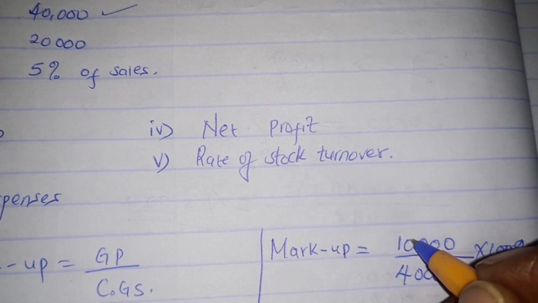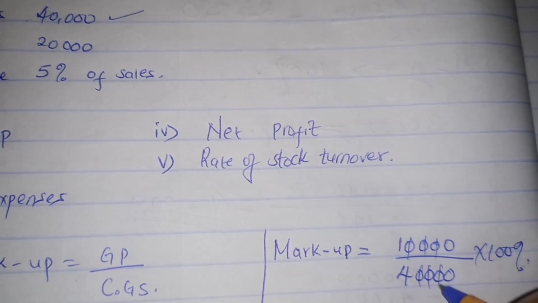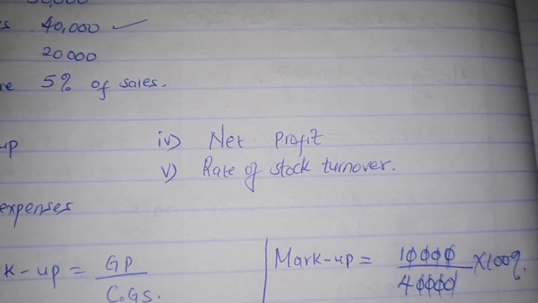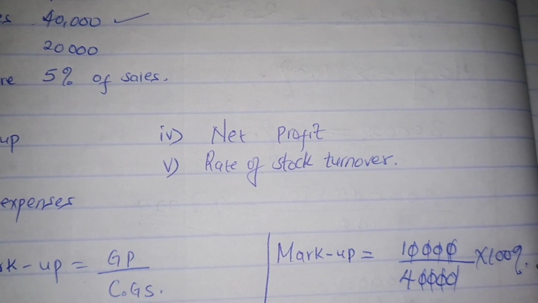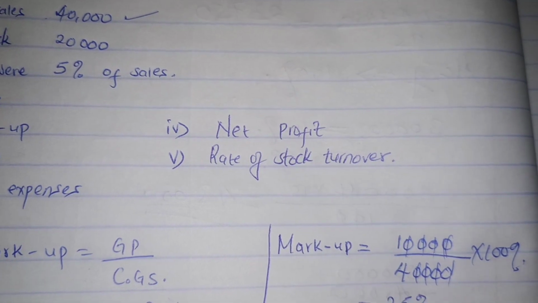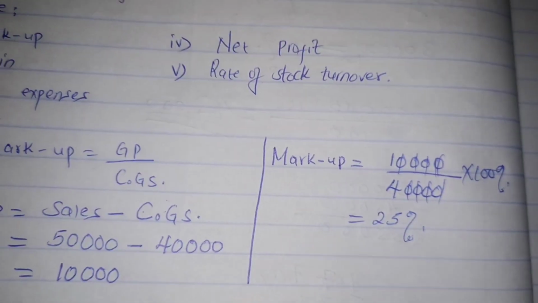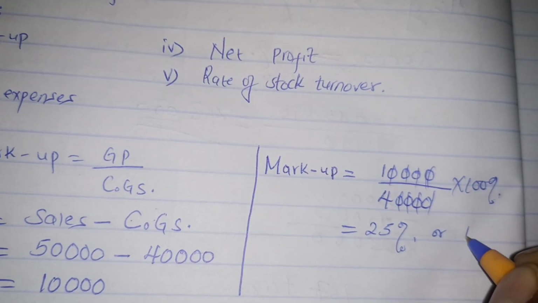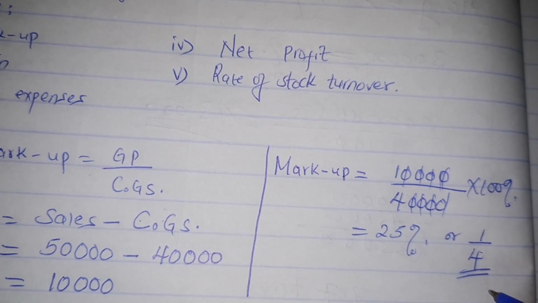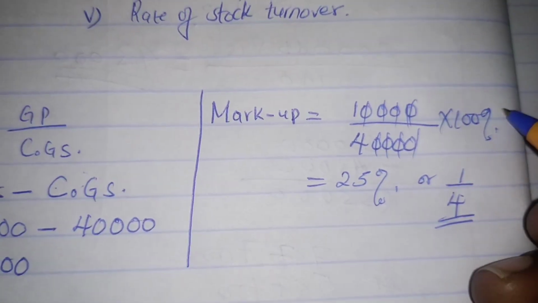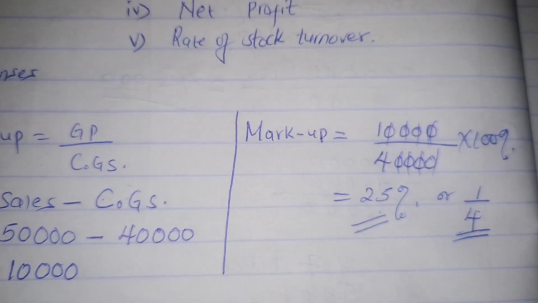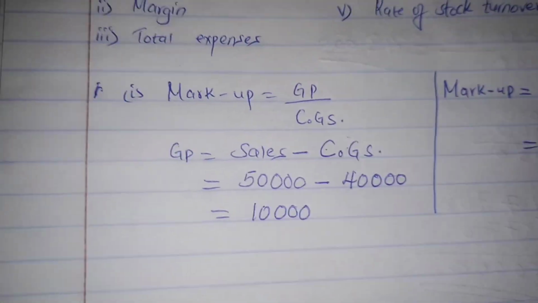And therefore, this gives us a quarter of 100, and this is the same as 25%. You can give your answer as a percentage or just a quarter. So we are giving it as a fraction. There's no need to add this. You're not doing this for the purpose of this percentage, and therefore that is our markup.